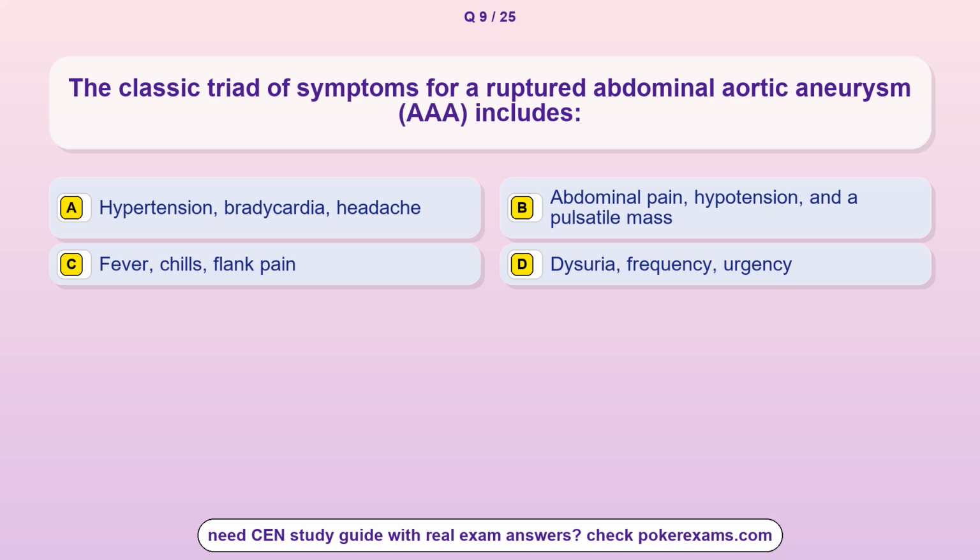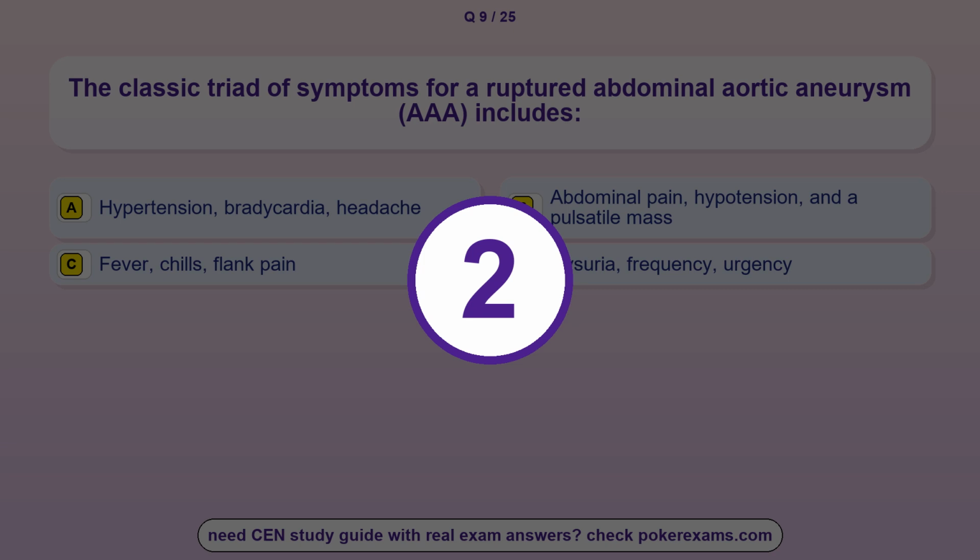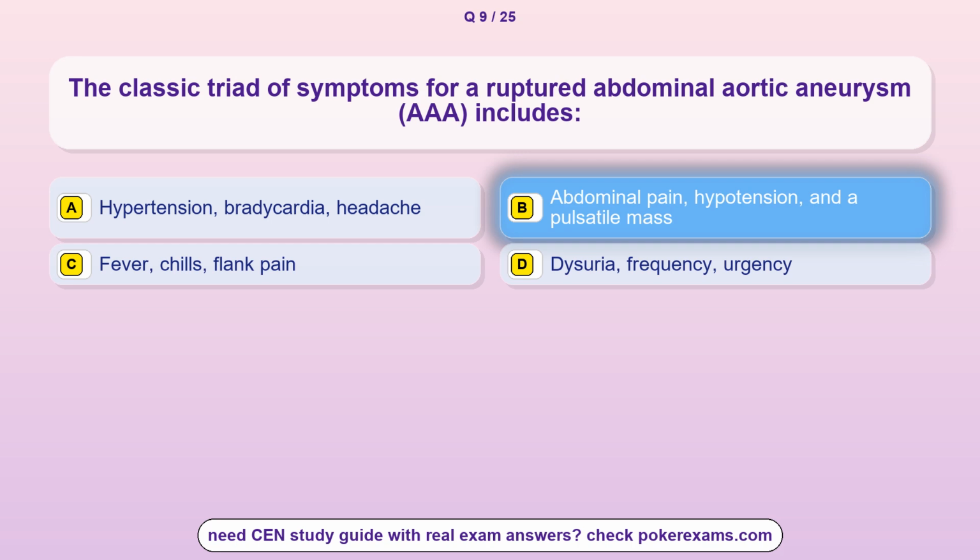Distal radius. Question 9. The classic triad of symptoms for a ruptured abdominal aortic aneurysm, AAA, includes. Option A. Hypertension, bradycardia, headache. Option B. Abdominal pain, hypotension, and a pulsatile mass. Option C. Fever, chills, flank pain. Option D. Dysuria, frequency, urgency. The correct answer is option B. Abdominal pain, hypotension, and a pulsatile mass.